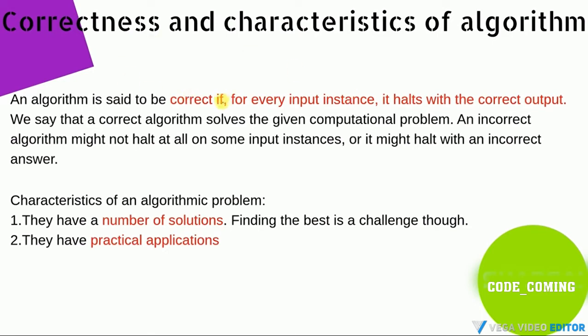So an algorithm will be correct only if it halts at the correct output. And that correct output should be for every input instance. Considering again the lemonade example, if the lemonade tastes good, then the procedure that we have followed is correct and our algorithm is correct.